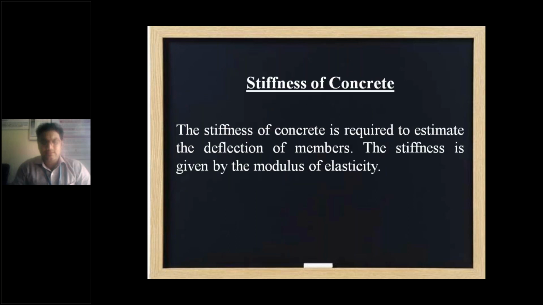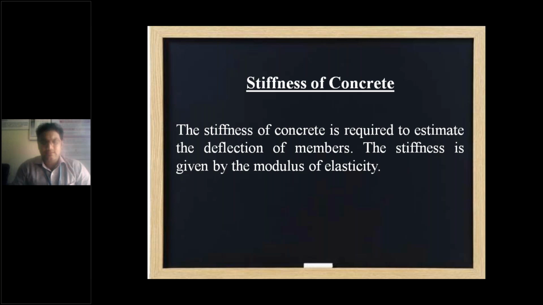Next one, stiffness of concrete. We all know stiffness of concrete is required to estimate the deflection of the member. Why? Because stiffness always relates to deflection. When a member has more load carrying capacity, that member will have very little deflection. So here we are talking about stiffness in terms of deflection, and stiffness is always given by the modulus of elasticity.